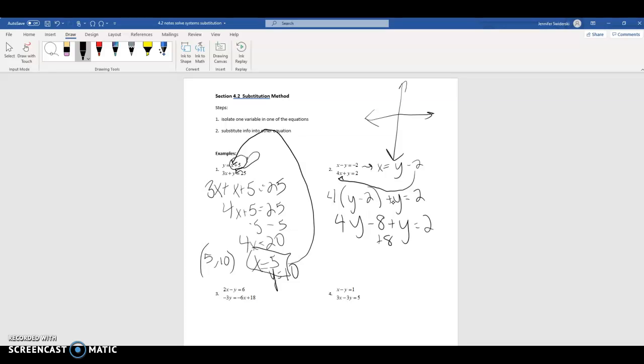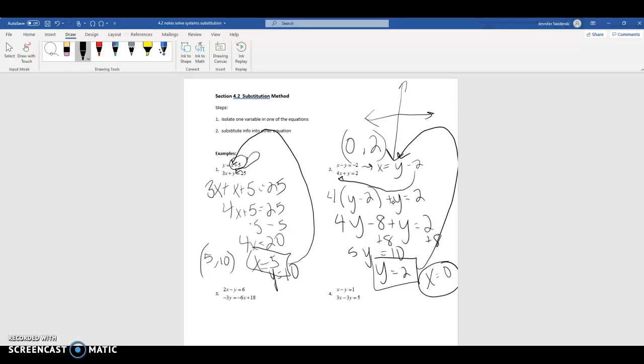I'm going to add 8 to both sides. So I get 5y equals 10. Y has to equal 2 then. So almost done. I'm going to plug back in for x. 2 minus 2 gives me 0. So x has to equal 0. As my ordered pair, 0, 2 is my ordered pair.